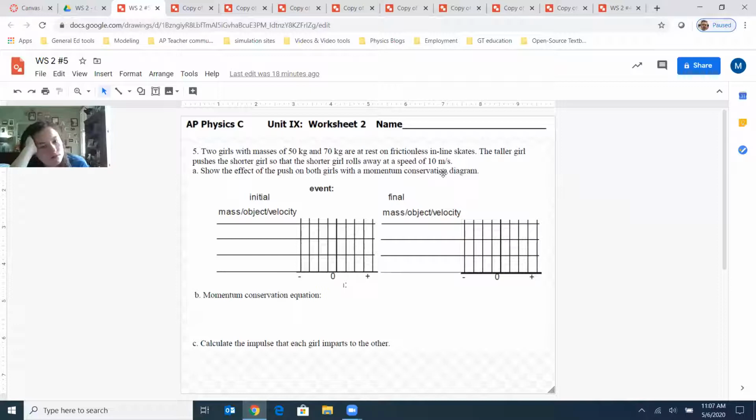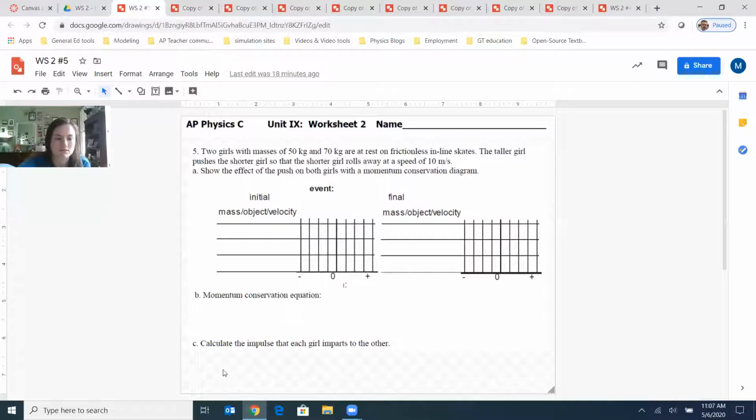So before we do this one, what kind of event is this? Remember, the different types of events would be like elastic, inelastic, perfectly inelastic. What kind of event is this where they push away from one another? Explosion. Explosion, right?